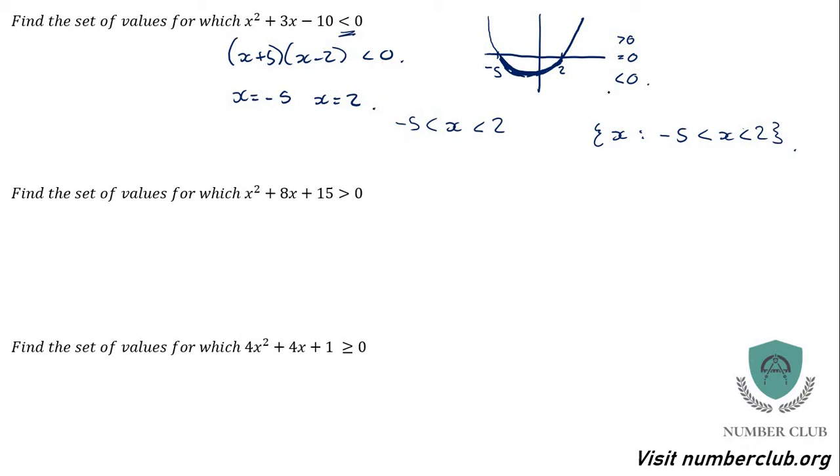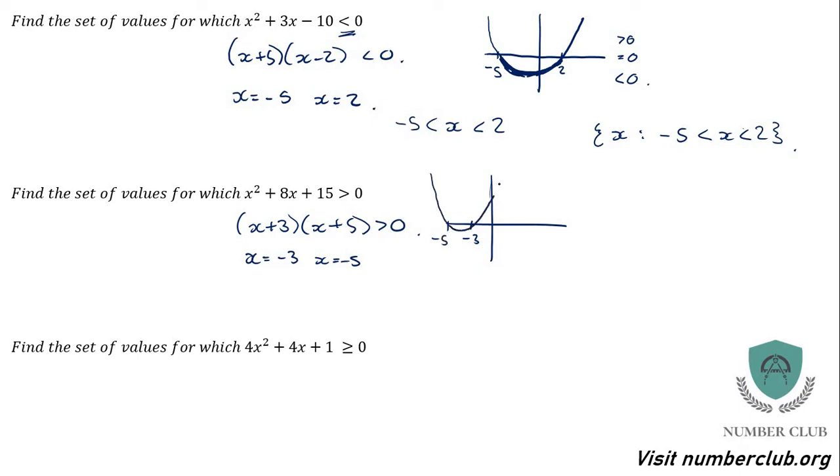Now I'm going to pause for a second and see if you can predict why this is going to be more difficult. Okay, we've got x plus 3 lots of x plus 5. We've got greater than 0. And so our solution is going to be x equals negative 3, x equals negative 5. Negative 3, negative 5, U-shape. And we want the section that is greater than 0. So we were looking for the section where this is greater than 0. And that's going to be these two sections.